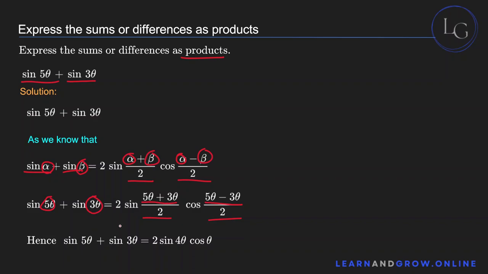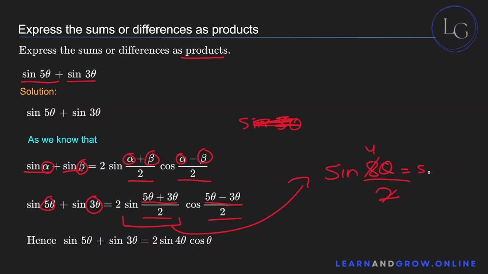Obviously, because this entire term, if you write it down, becomes sine 8 theta by 2. And so you can cancel this out and it's just eventually equal to sine 4 theta, right? And similarly over here, this becomes cos theta. And so you have 2 sine 4 theta cos theta, and this is how you converted this sum of trigonometric functions into a product term.